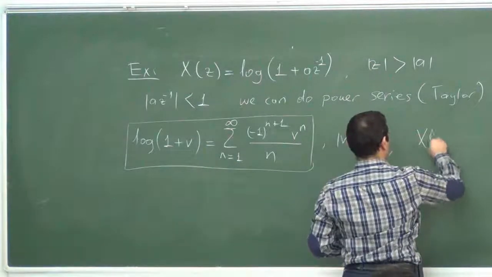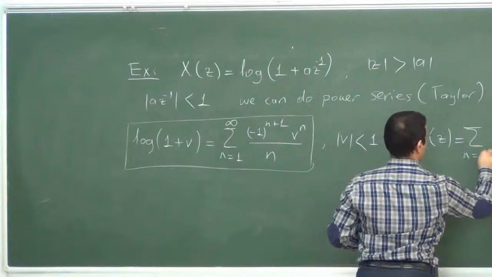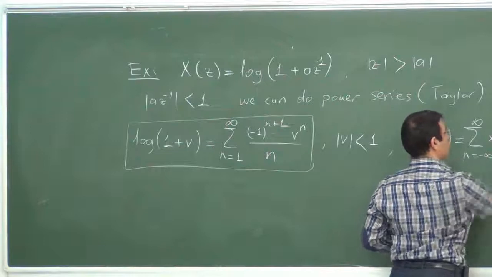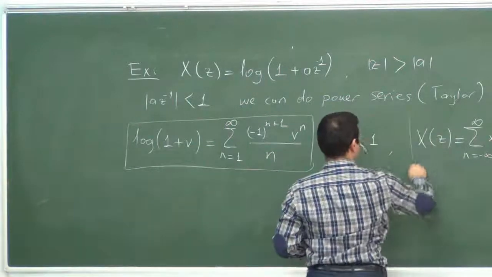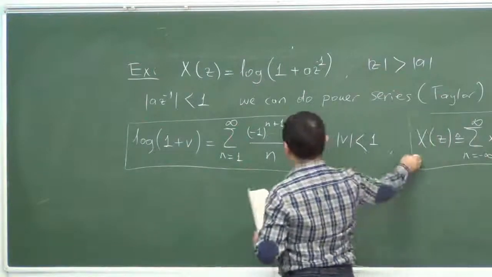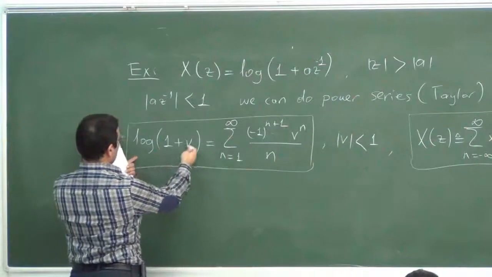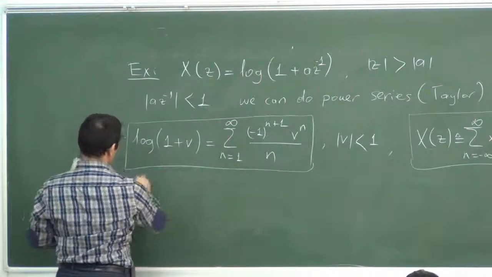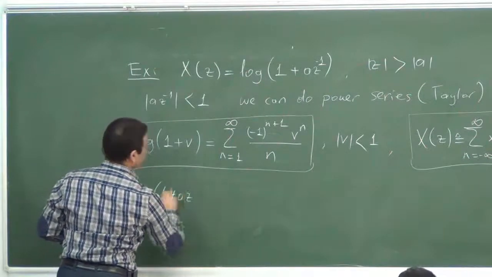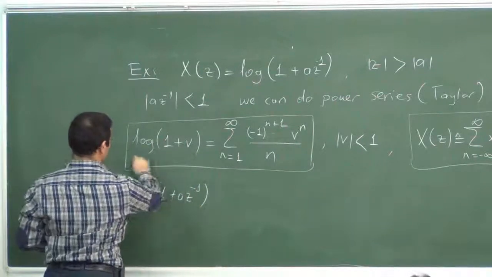Let's remember, what about the Z transform? It is an infinite summation, as you remember, of xn times z to the minus n. Okay, so this is the definition of the Z transform. Please check these two expressions in this case. So this is the log of 1 plus v. It is in this case log of 1 plus a z to the minus 1.